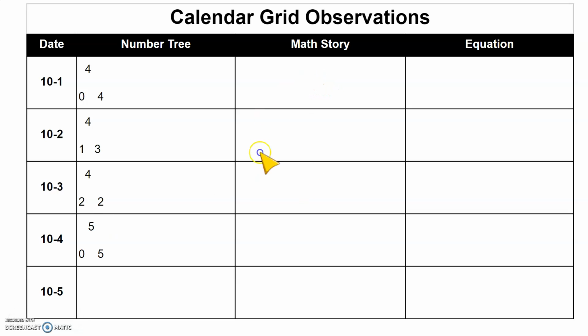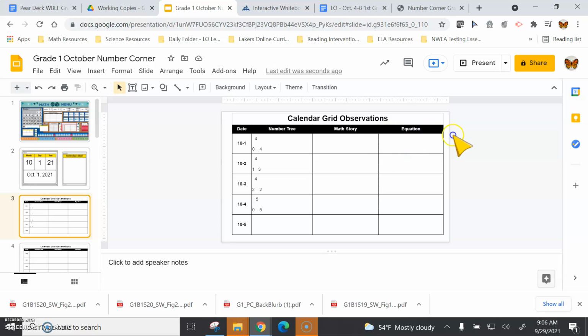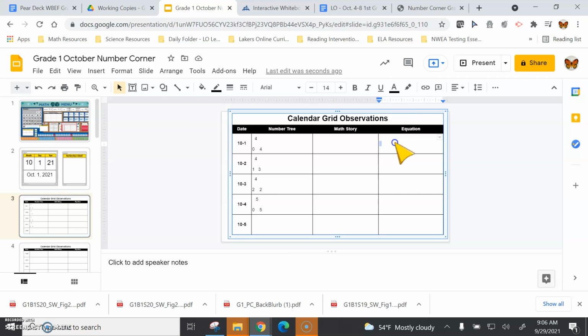Good job. Now, I want to ask you something. I've been doing a lot of work on this, but I want to add something to it today. We need to add equations to it. So do you think we can add an equation here? 0 plus 4 equals 4. Can we write a math story about that?